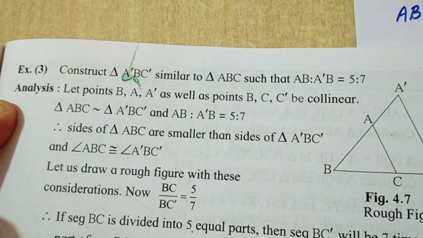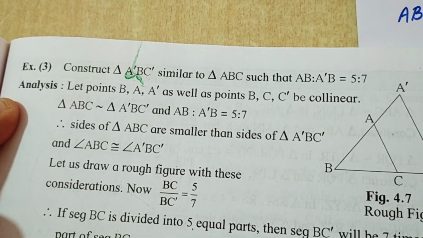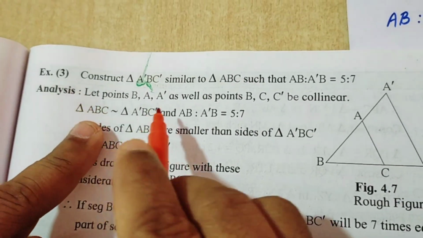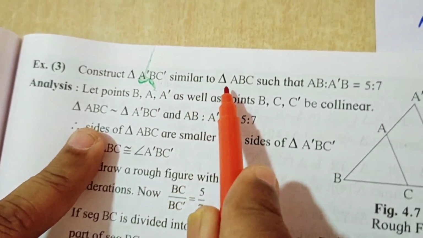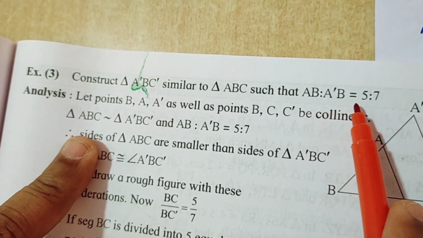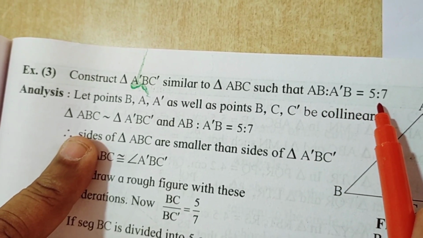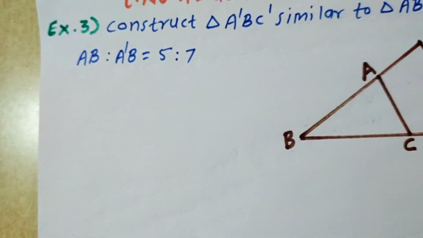Now we will see the third construction of similar triangles. Example 3 means the third construction of similar triangles. Construct triangle A'BC' similar to triangle ABC such that AB is to A'B equal to 5:7. Now I will show on the paper how to construct it.